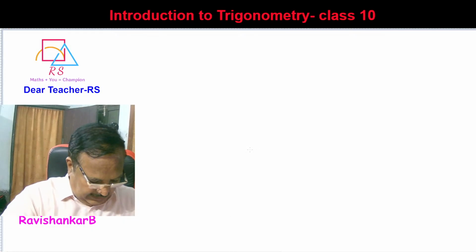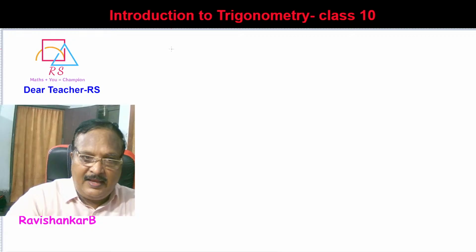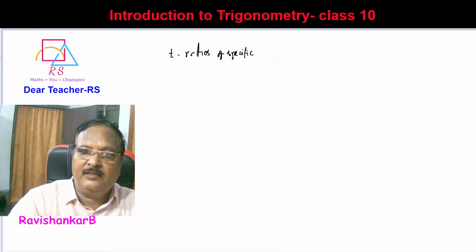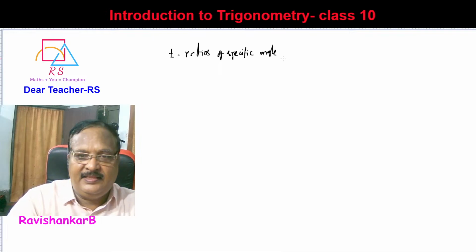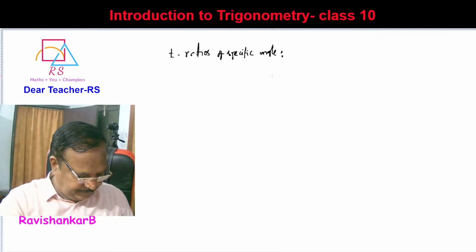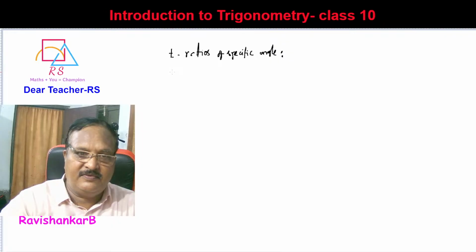So I'll be moving to the next topic. Now we will have T ratios of specific angles. Till now we have only used theta, A, C like that. This time we will be using a specific angle. So let me take 45 degrees. First one we will take 45 degrees.